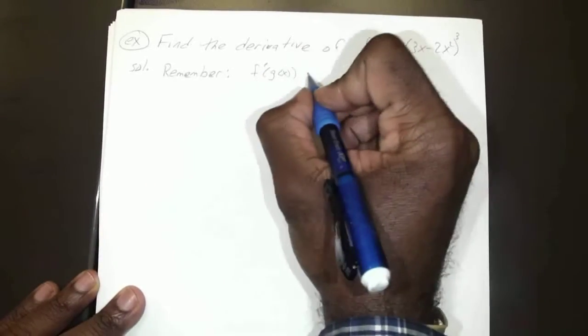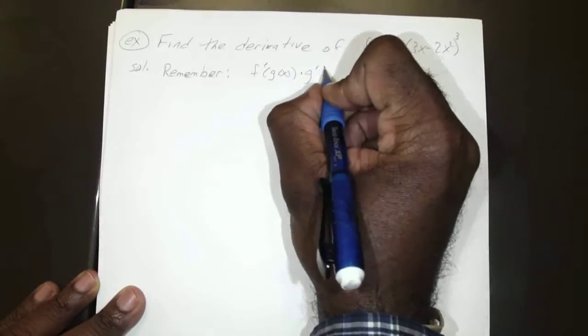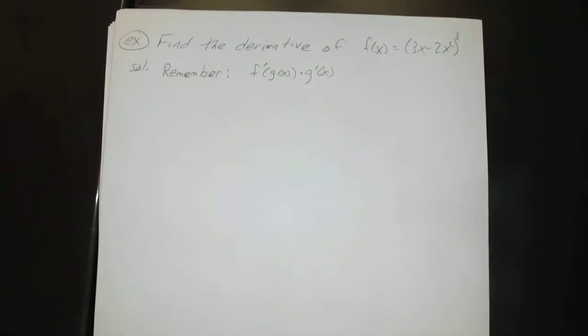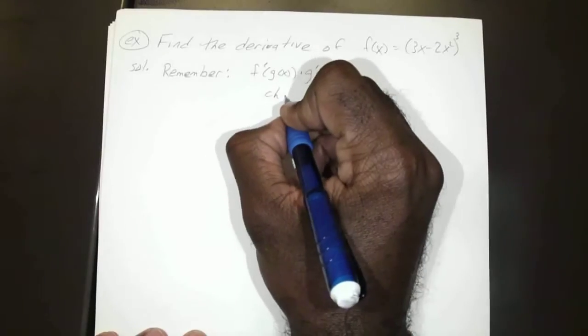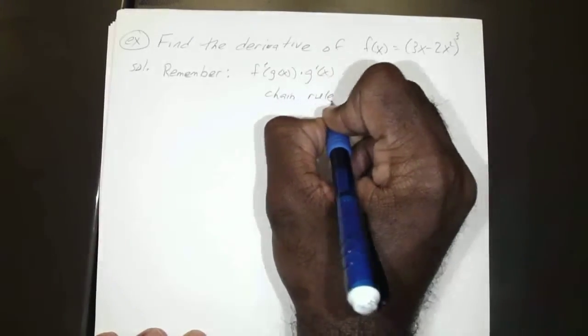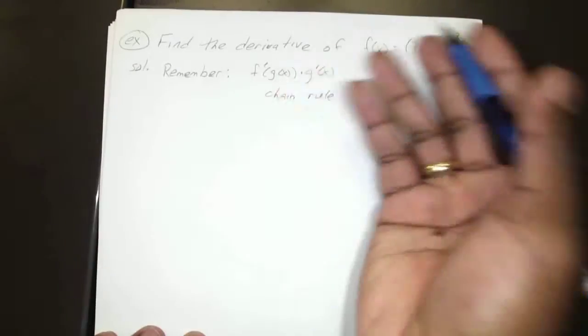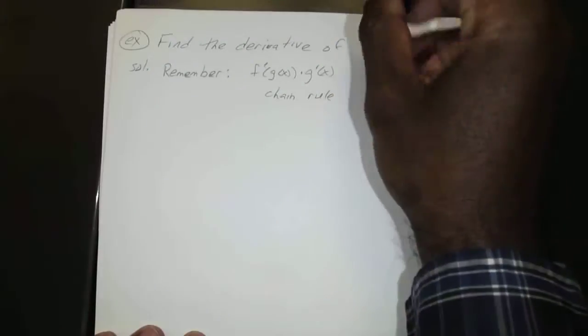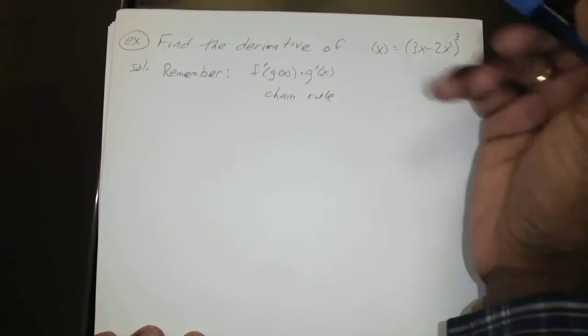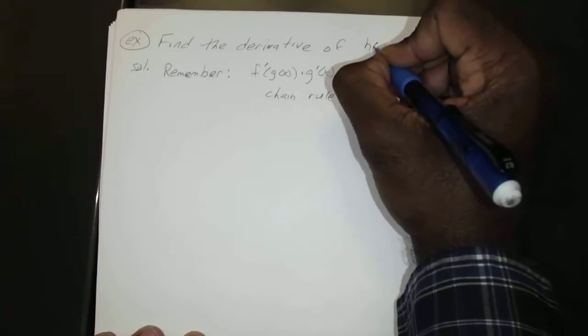F prime of g of x times g prime of x. Okay, so that's the chain rule. Now for that one, well, probably should use something different than f and g, but I'll change that to h, just to avoid confusion.